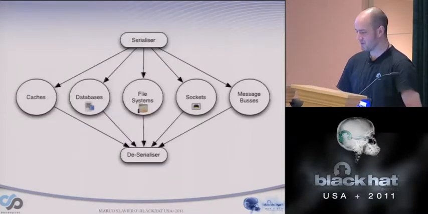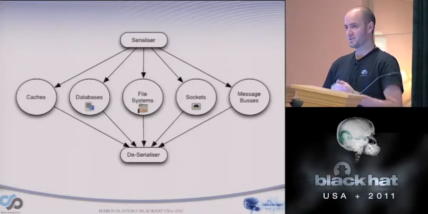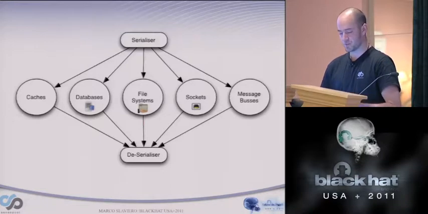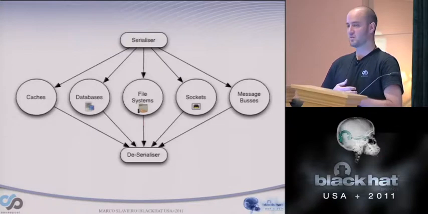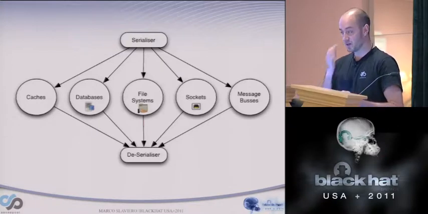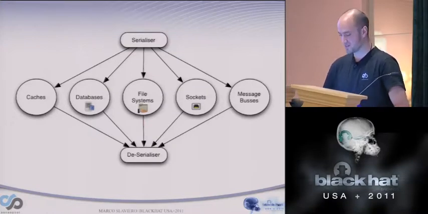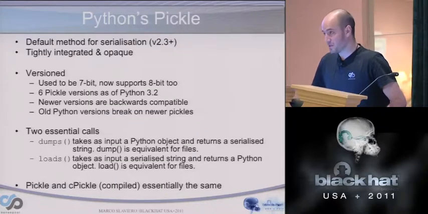Some of the places that you'll find serialized data being passed around, as I say, it's about communication between two points, a sender and a receiver. So there's a serializer and a deserializer, and that information gets passed through a number of different steps. So it could be on disk, through a database or a file system. It could be across the network through a socket. It could be into another kind of data store, such as a cache, or even onto a message bus. But if you're going to do this in Python, you're going to rely on Pickle.